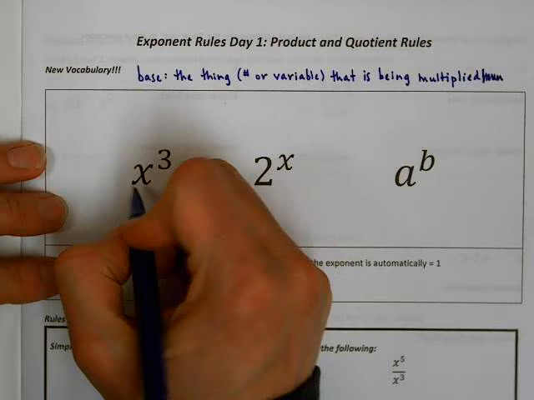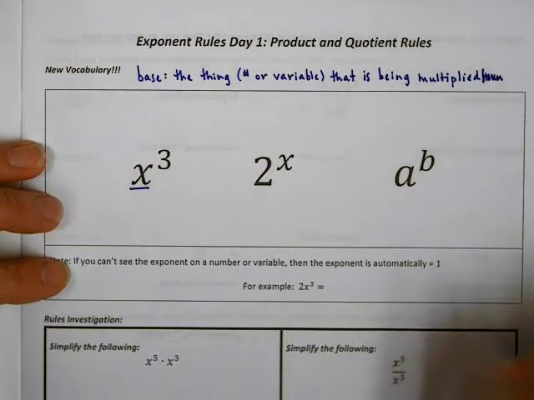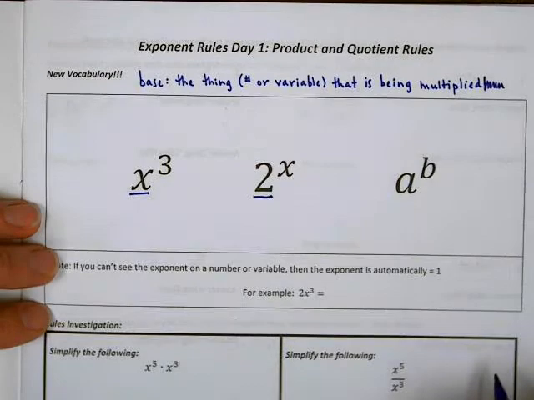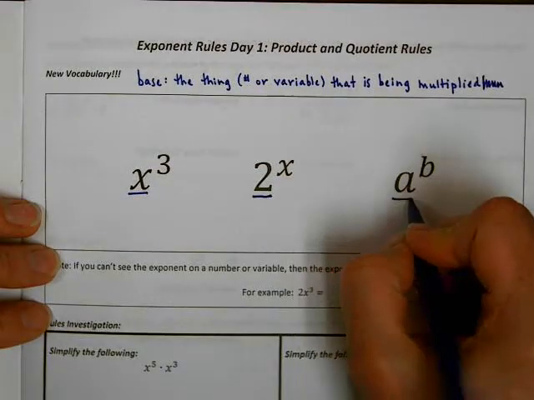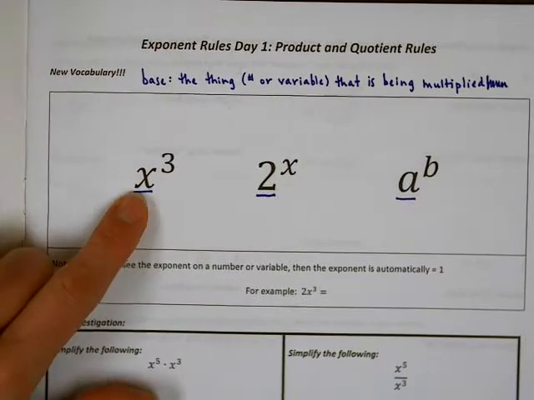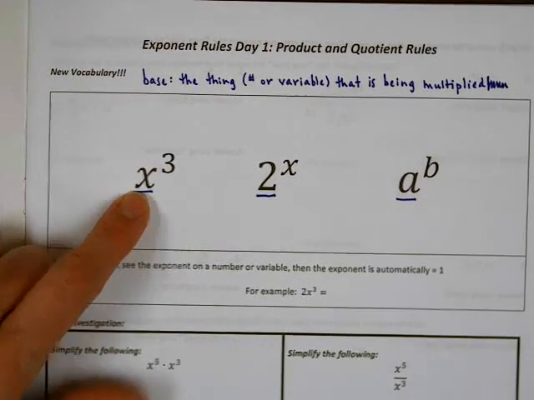In our first one, our base is the x. In our second expression, our base is the 2. And in our third, the base is the a. To help me remember, sometimes I think the base is the thing at the bottom. So that might help you out.